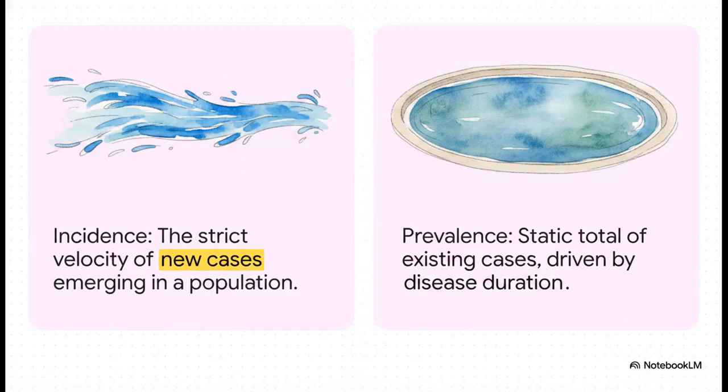But how does that velocity translate into the bigger picture? Well, that is where prevalence comes in. Prevalence is a static total. It captures everyone at a single snapshot in time. Basically, it's just the incidence multiplied by how long the disease actually lasts. So if a disease spreads like wildfire but cures quickly, your incidence spikes, but prevalence drops right back down. But if it's a chronic issue, that prevalence just keeps building and building.